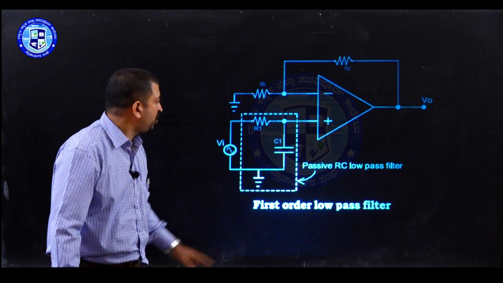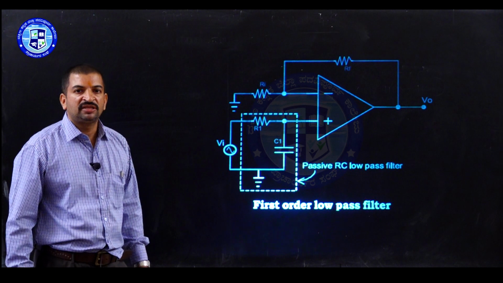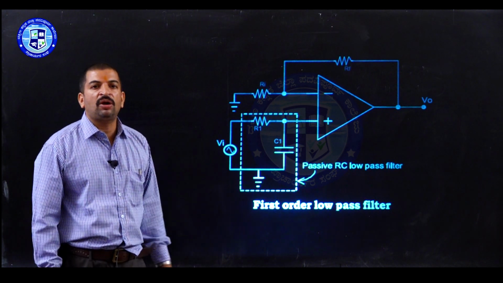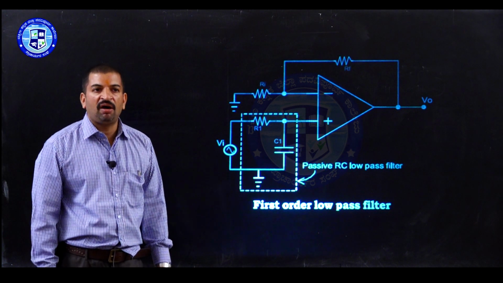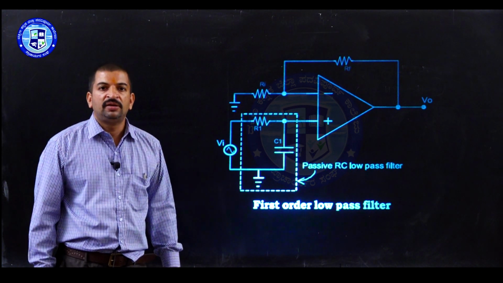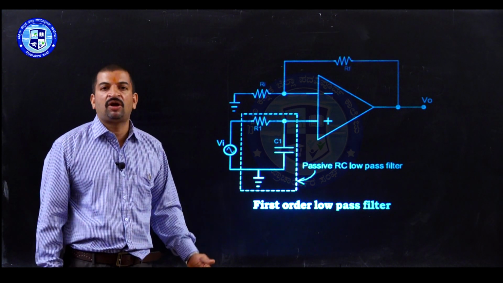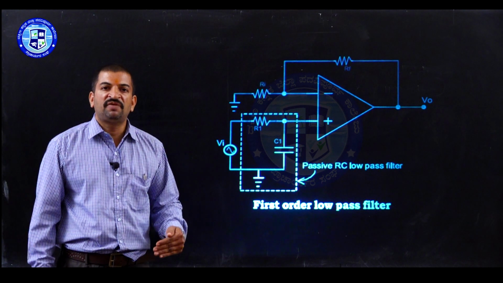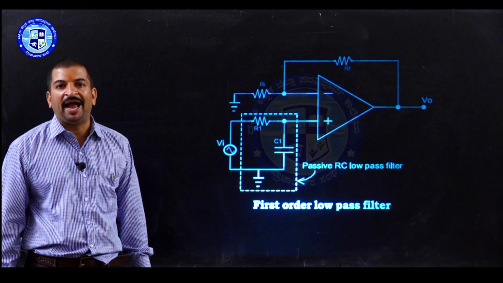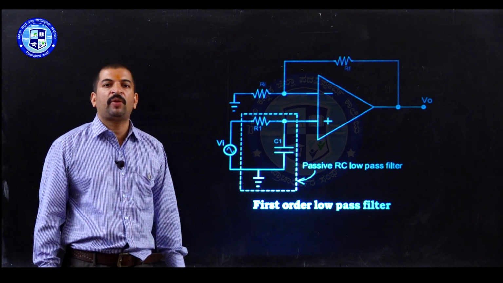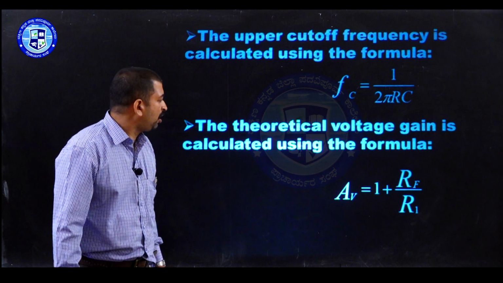Now, if the circuit uses two sections of resistors and capacitors, the circuit is called the second order low pass filter. The frequency response of the second order filter decreases at a faster rate compared to the first order filter. That means the frequency response curve of the second order filter approaches the ideal low pass filter frequency response.